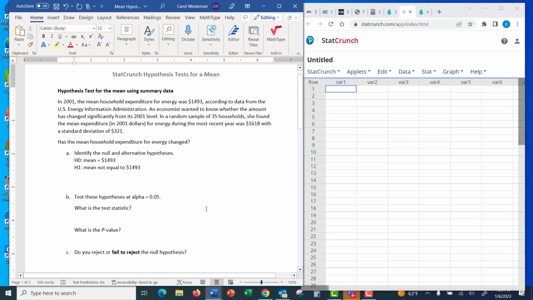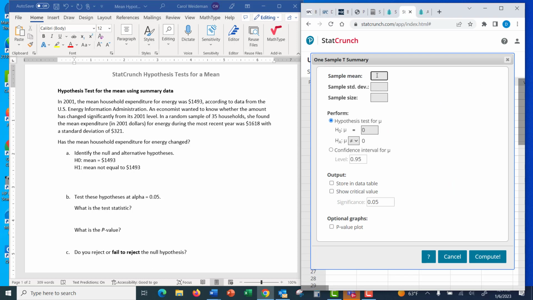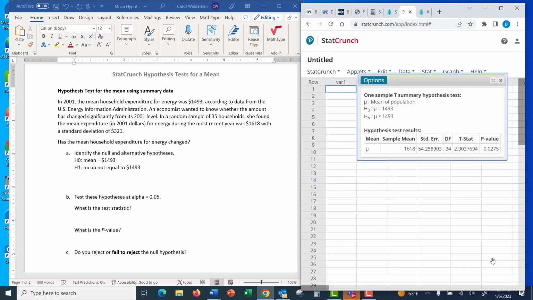Now we want to do the hypothesis test. Now remember, we're going to be using a t-statistic this time because we don't know the population standard deviation. We're using the sample data to estimate it. So in StatCrunch, we're going to go to T Stats, One Sample, With Summary, which means we have to enter in the mean from the sample, which was $1,618, and the standard deviation was $321, and the sample included 35 households. And then we're going to put in our null, the mean equal to 1493, and our alternative is not equal to, and we'll hit compute.